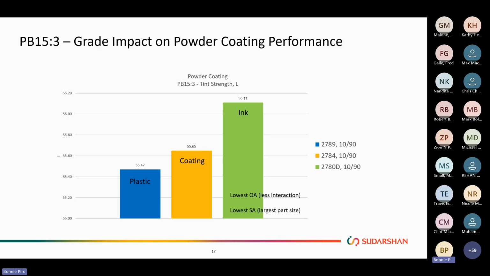So they disperse similarly in this formulation. But the ink grade does not disperse as well and results in a higher L value, or less strength in there. And from the earlier TDS data that we looked at, it does show that it is the lowest in the oil absorption and the lowest in the surface area. So some clues there that give us why it doesn't interact as well as the other two in this formulation.